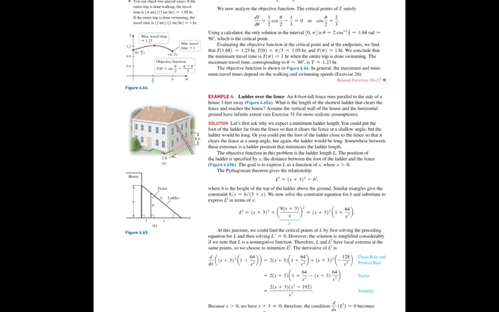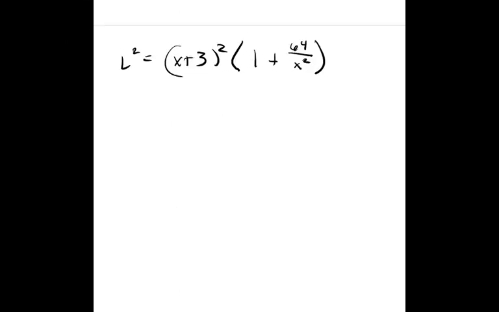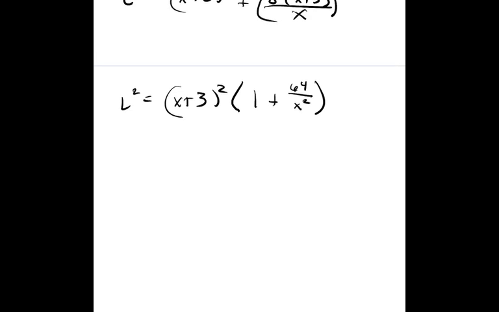At this juncture, we could find the critical points of L by first solving the preceding equation for L, then L prime. However, the solution is simplified considerably if we note that L is a non-negative function. So the length, therefore L and L squared have the local extrema at the same point. So we choose to minimize L squared. So the derivative of L squared, d by dx, okay. So the function is going to be non-negative, so we can just take the derivative of this function as is. Again, because the function is non-negative, it's going to have the same critical value.